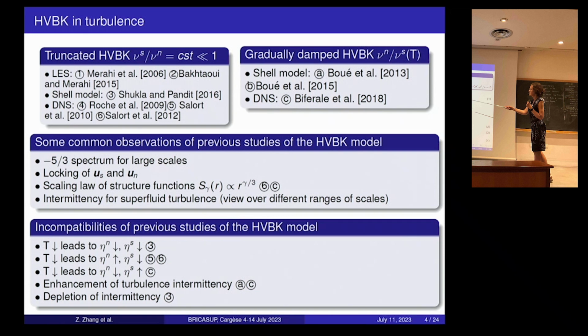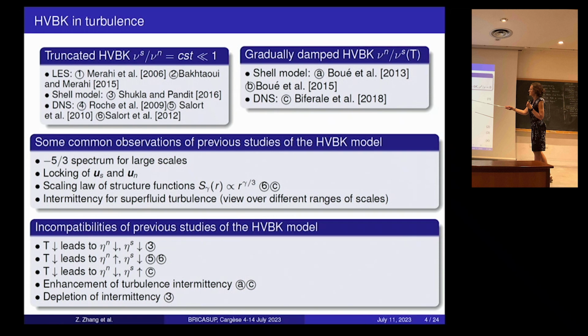The results I will show today, this ratio is equal to 0.1. But again, in one of the appendices of our paper, we reduced that by a factor of 4, and we showed that the results were not qualitatively different from that. So different ratios of the viscosities. But it is something that is constant with the temperature, whereas some other gradually damped HVBK models consider this ratio a variable with the temperature.